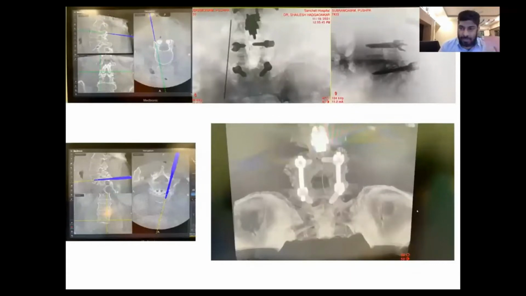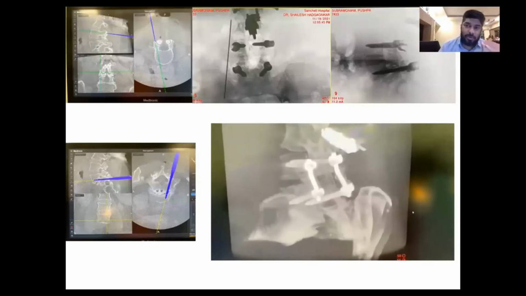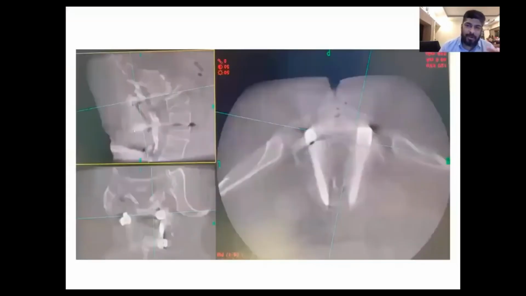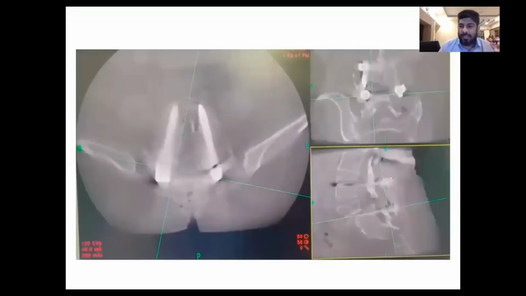We planned for a slightly inferior angulation of the screw at L4 because there was the foramen of L4 which was coming in the way. Therefore, we didn't want to do this. We didn't want to go through the foramen. Therefore, we planned for slightly inferior. We got a very robust hold in the L4 body.